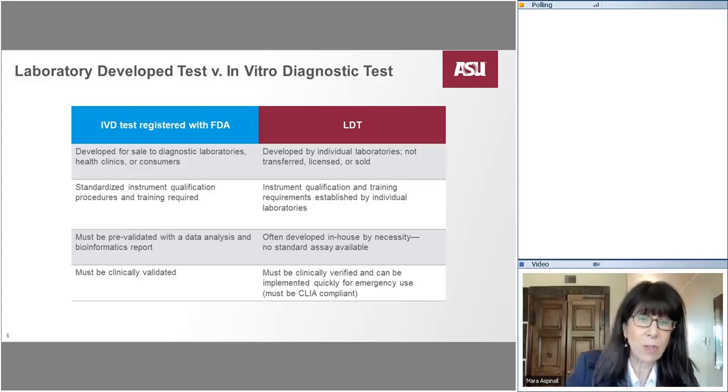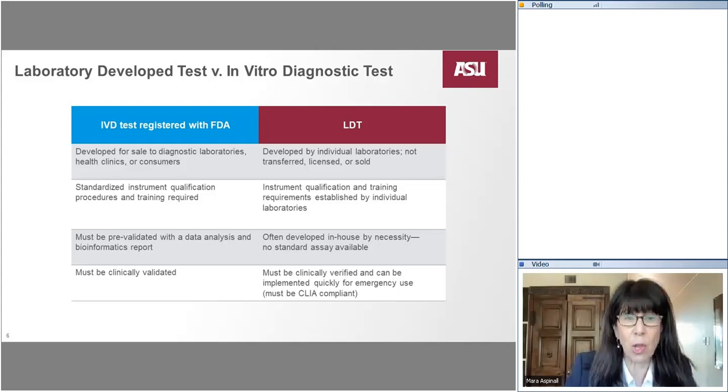Standardized instrument qualification procedures and training are required. The test itself and all pieces must be pre-validated, and a data analysis needs to be on the test itself along with a bioinformatics report. And critically, and we're going to talk in more detail, keep peeling the onion here, the test must be clinically validated.